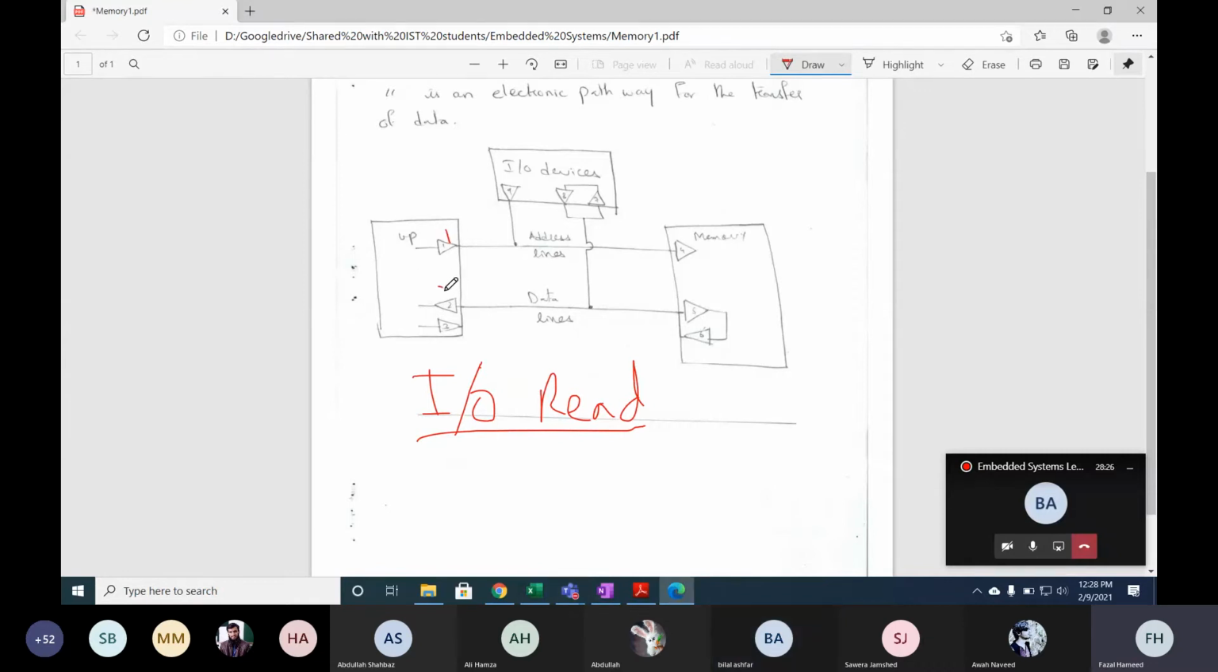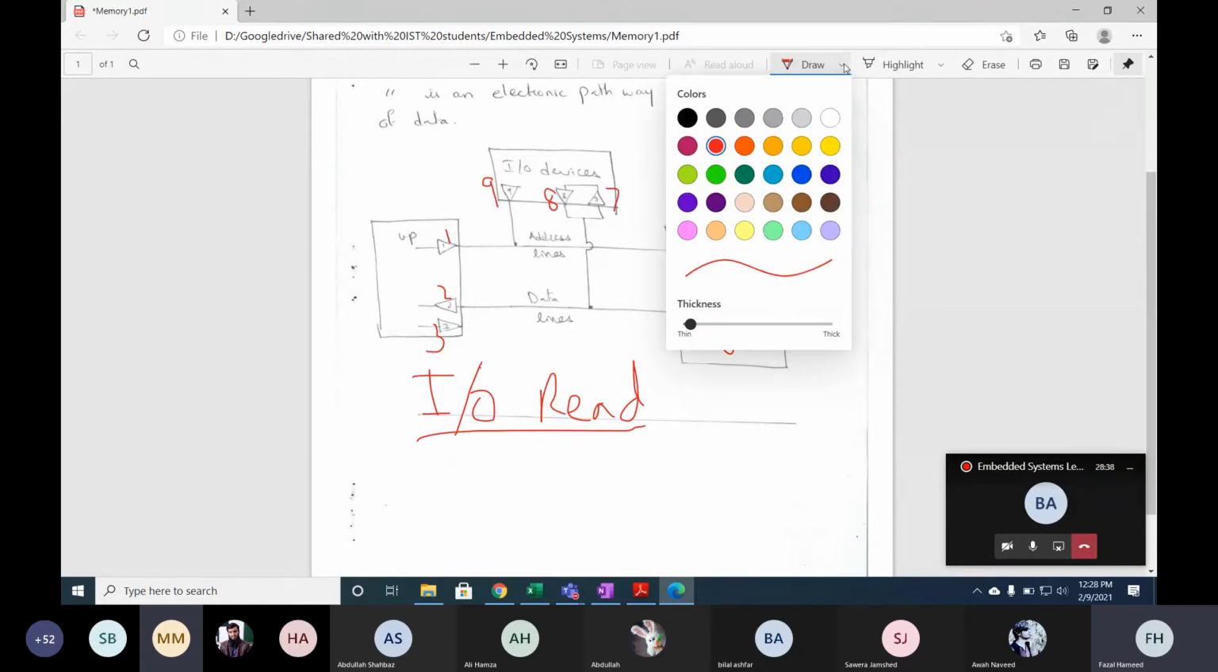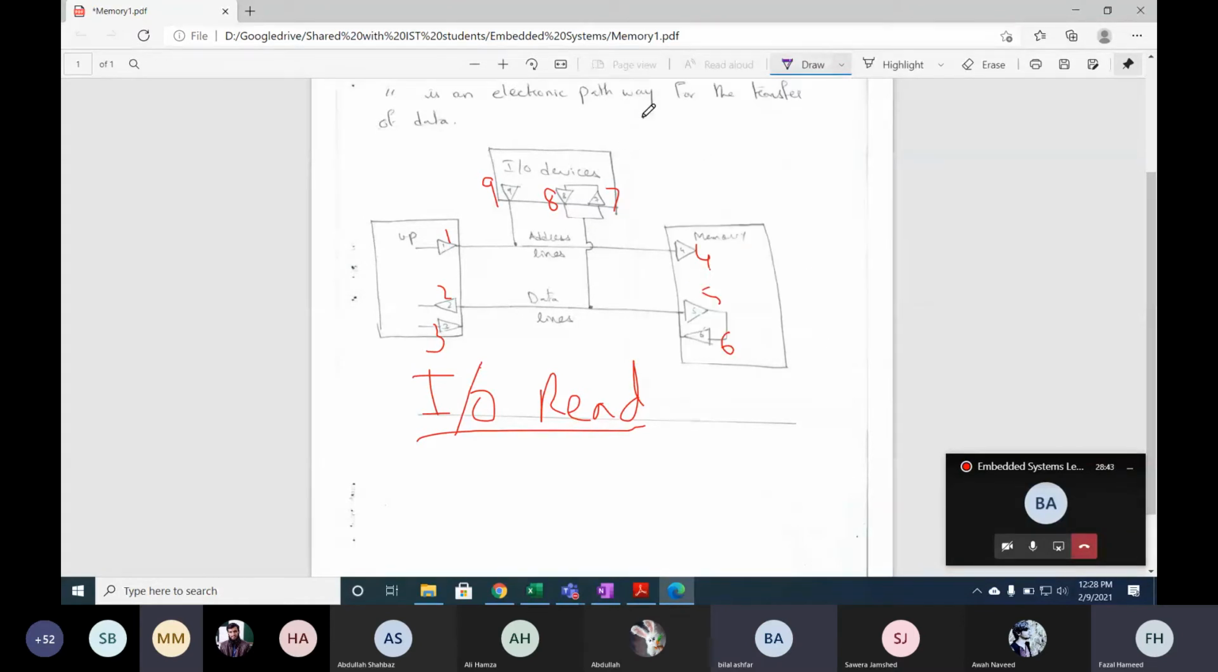This is 1, this is 2, this is 3, this is 4, this is 5, this is 6, this is 7, this is 8 and this is 9. Now tell me, is it visible now? Yes, sir. Now tell me. I want to read from the memory. Which tri-state buffer will be enabled? 7. 7, because I want to read. So this 7 will be enabled.